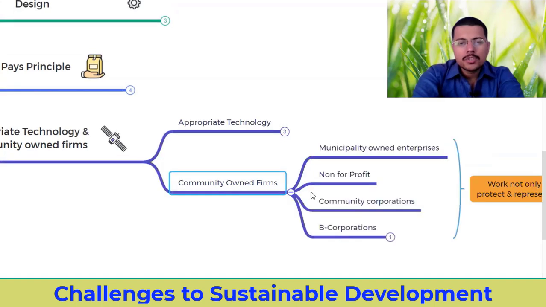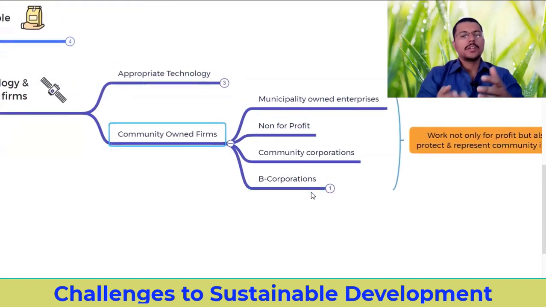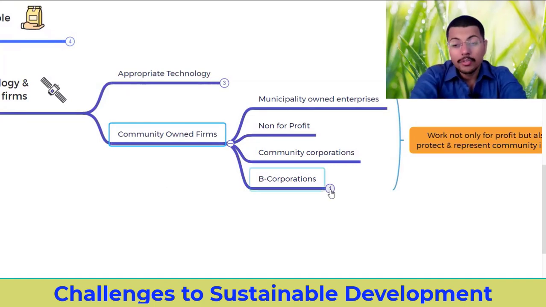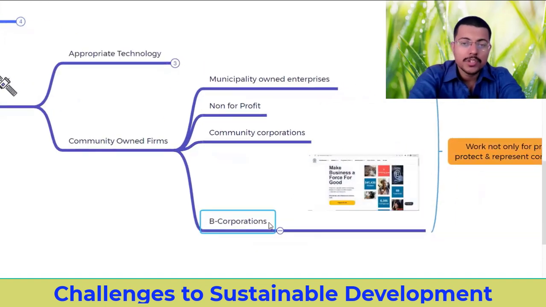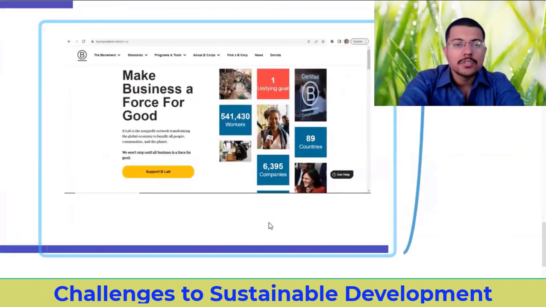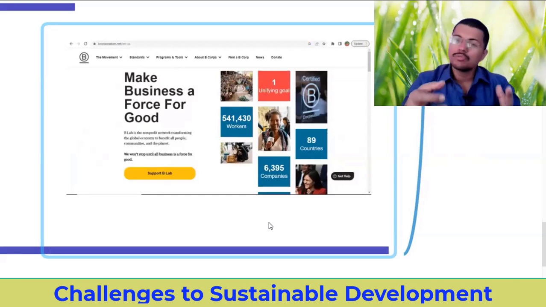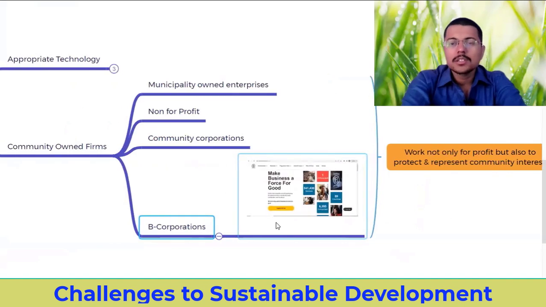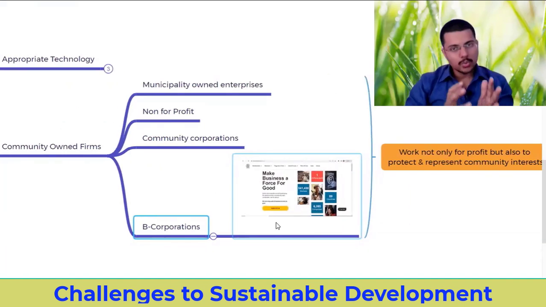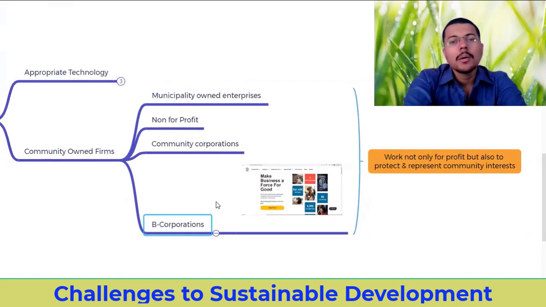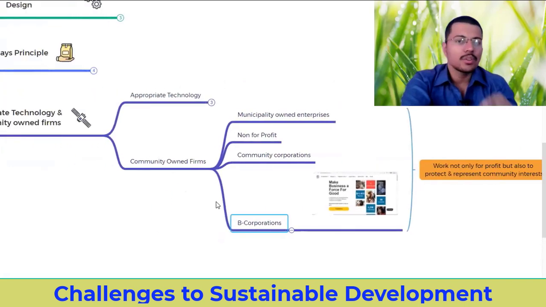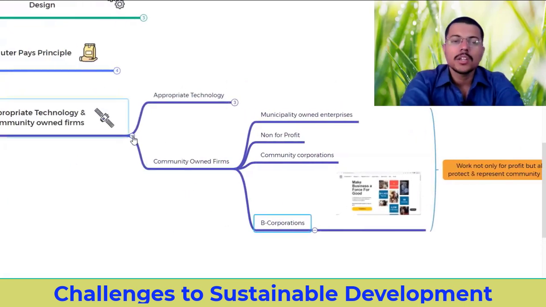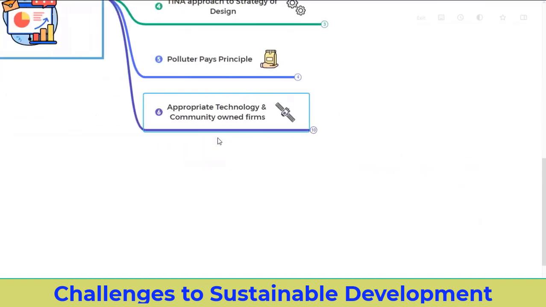There are multiple options of community owned firms, such as municipality owned enterprises or NGOs, not-for-profit community corporations, or new certifications like B corporations, which are businesses intending to do good for society. But overall, all these organizations work not only for profit but also protect and represent community interests, because they understand that the pursuit of only monetary gains or profit will not last long. So they need to also protect the community where they are working.